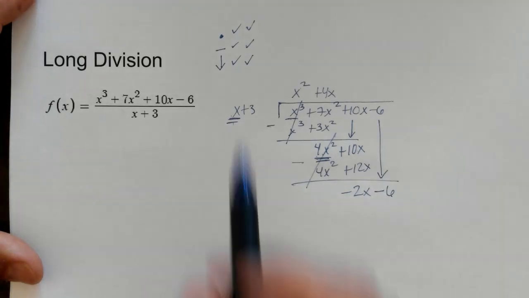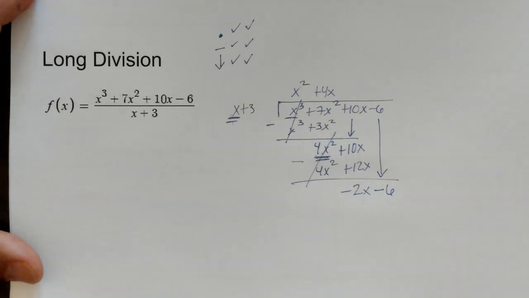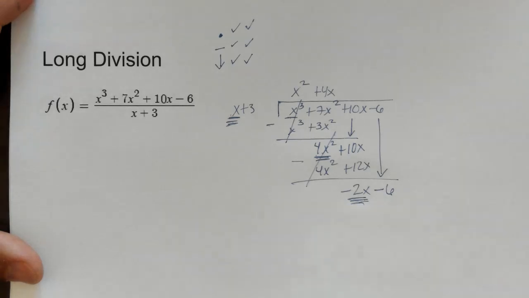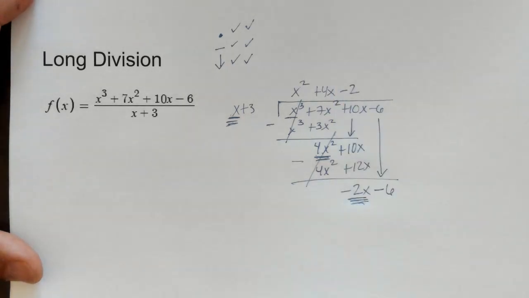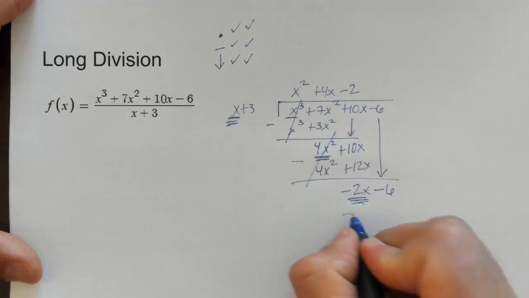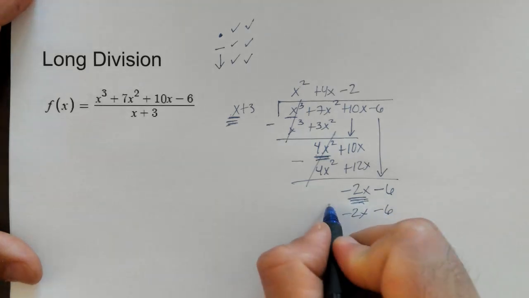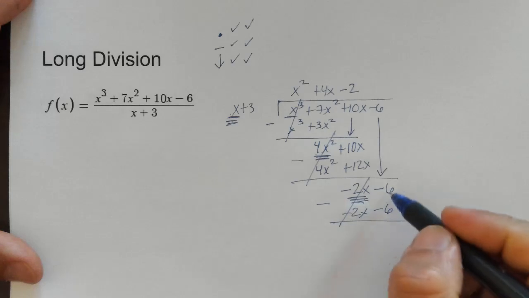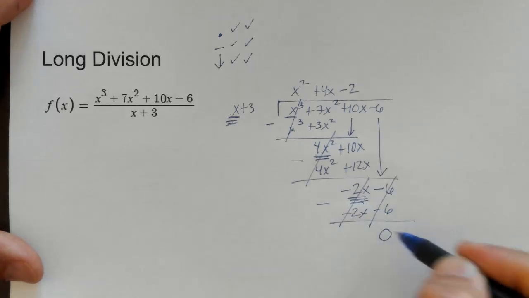We're repeating this cycle until we have nothing else to bring down. So x times something is going to give me negative 2x. X times negative 2. So we're going to multiply negative 2 times all the terms. Negative 2 times x is negative 2x. Negative 2 times 3 is negative 6. And we subtract. These are going to cancel, and then a negative minus another negative, they're going to cancel, leaving us with 0 as a remainder.